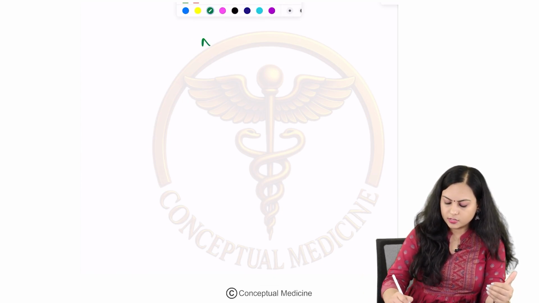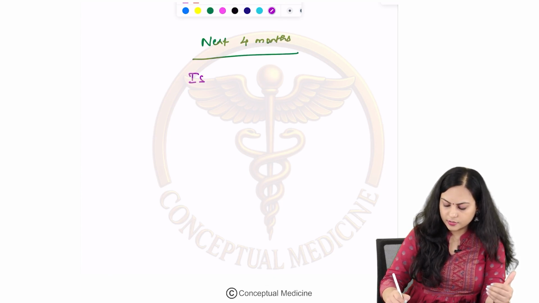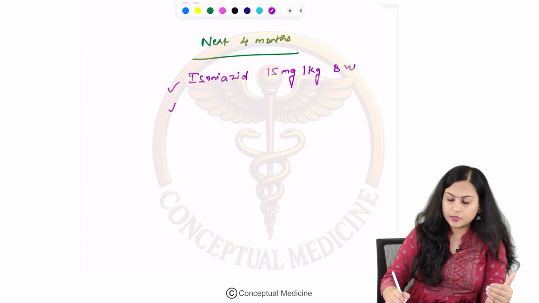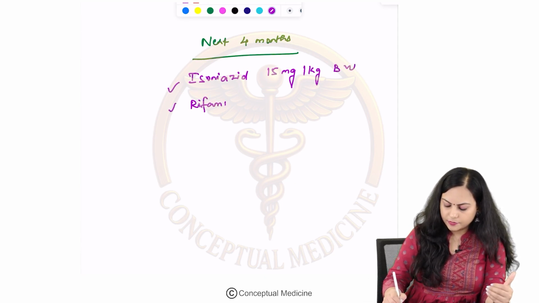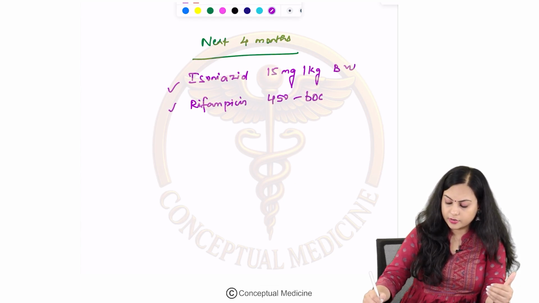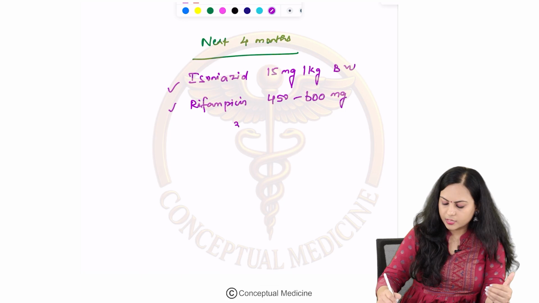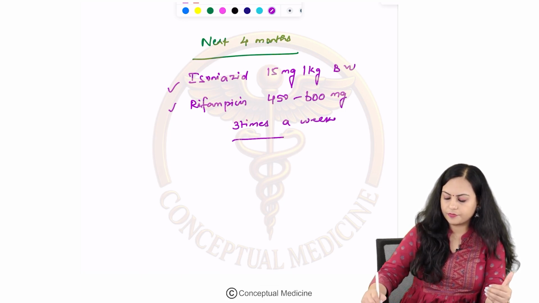And following this, for the next 4 months, you have to give isoniazid at a dose of 15 milligram per kilogram body weight and rifampicin at a dose of 450 to 600 milligram, and this should be given 3 times a week.